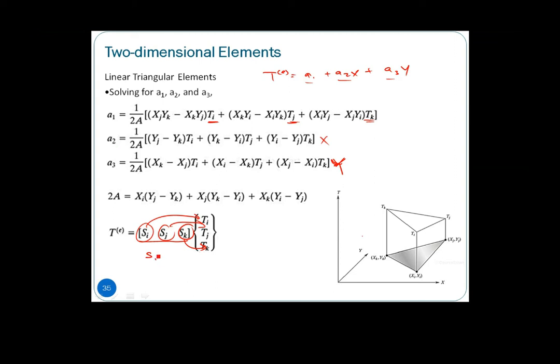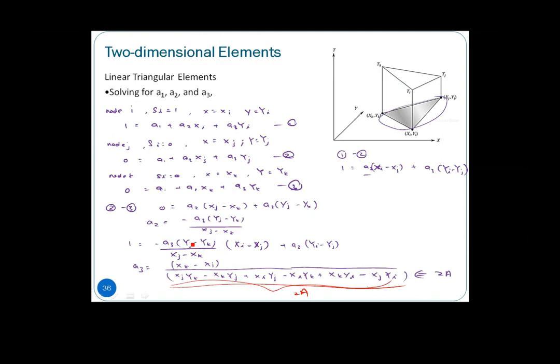our Si is actually 1 over 2A times (alpha i plus beta i x plus delta i y), right? Where our alpha i itself is equal to xj yk minus xk yj. Then my beta i is equal to yj minus yk. My delta i is equal to xk minus xj. Okay, later on I will show you. So if you rearrange everything, then basically it can be represented in this simplified form for the shape functions.